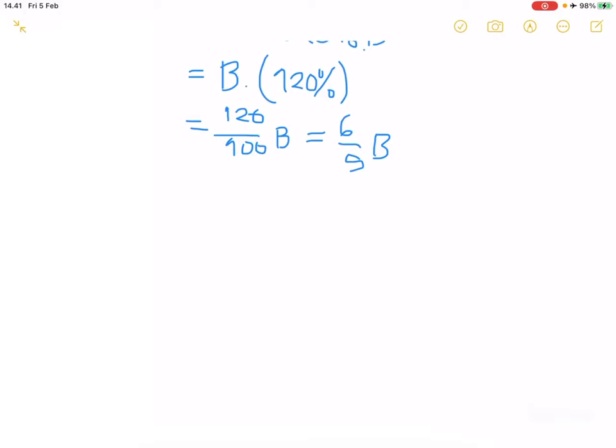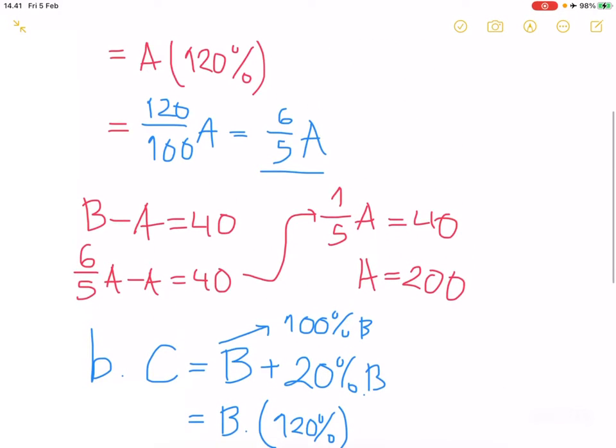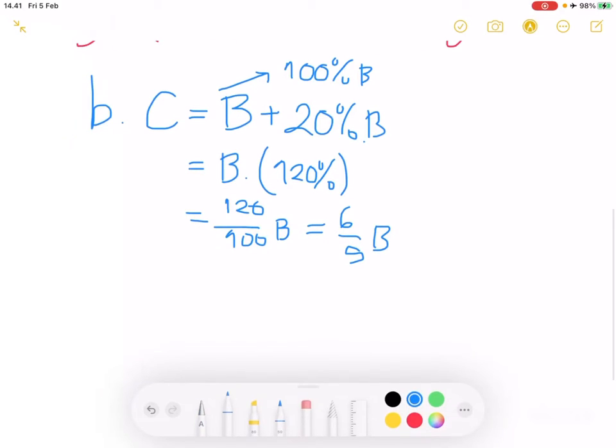And noticing that B is just 6 over 5 of A, in other words, this is also equal to 6 over 5 multiplied by 6 over 5 of A. That is just 36 over 25 of A.